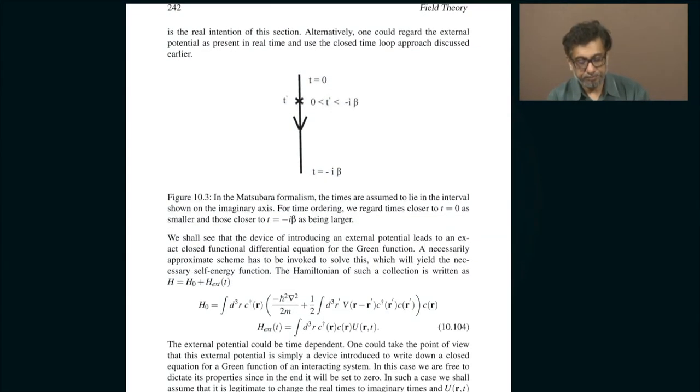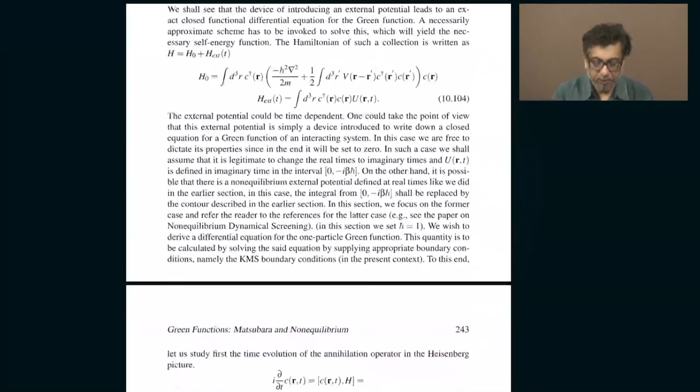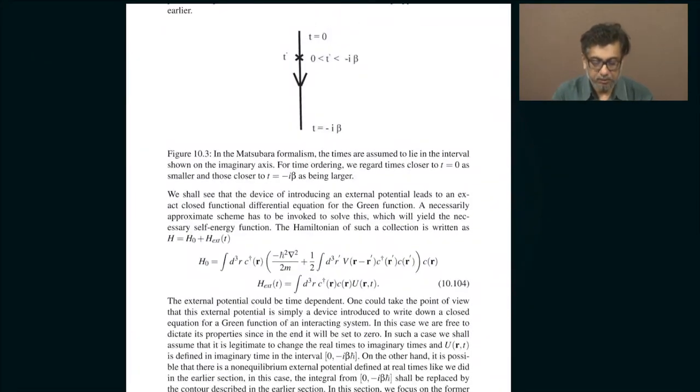Okay, so how do you do that? So you do that by, first, let us see what is the system we are trying to study. So the system we are trying to study is the following. I want to study this system.